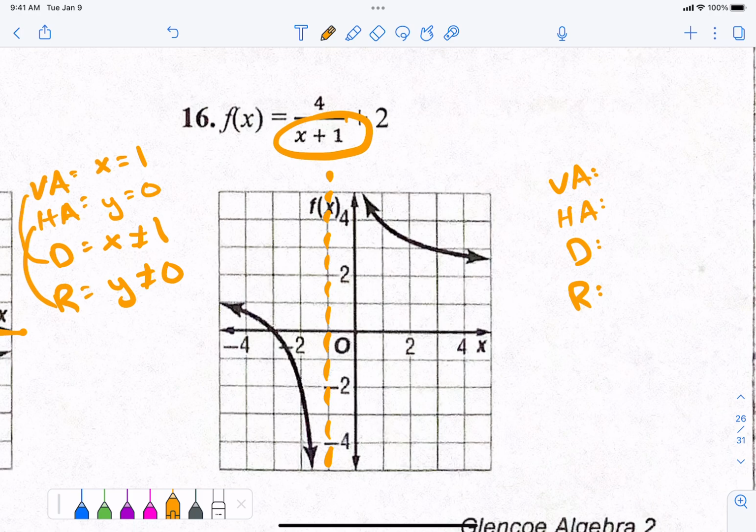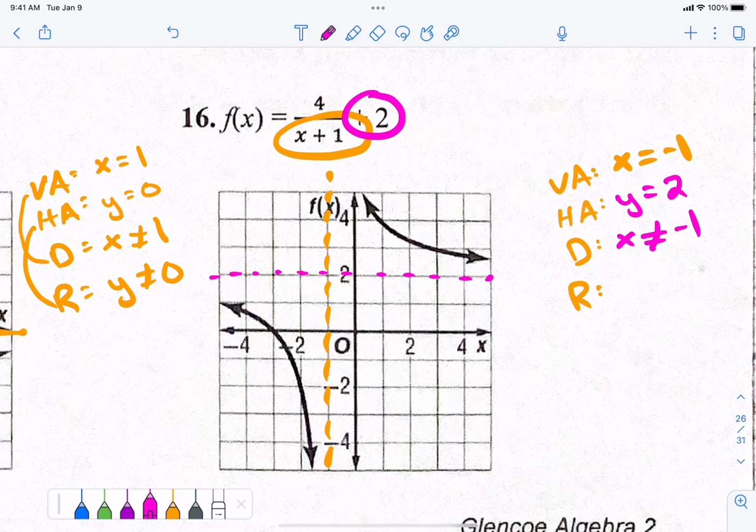Okay, that's my VA. x equals negative 1, okay? And up 2. And he's up 2, so this guy tells me that my horizontal one is at 2. Do you see how that works? So from the equation, use that to your advantage. y equals 2. That means for domain, x is not equal to negative 1. y is not equal to 2. Got it? We're done.